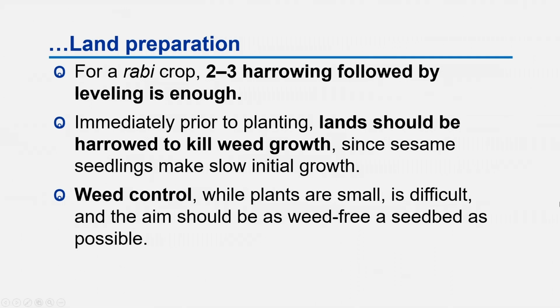For a rabi crop, 2 to 3 harrowings followed by leveling is enough. Immediately prior to planting, lands should be harrowed to kill the weed growth, since sesame seedlings make slow initial growth. Weed control while plants are small is difficult, and the aim should be as weed free a seed bed as possible. So preventive measures should be adopted to control the weeds in sesame crop.